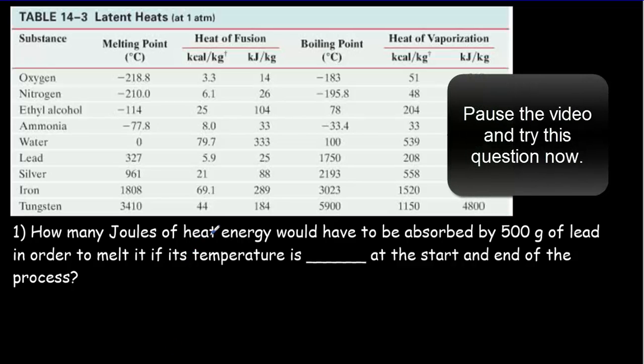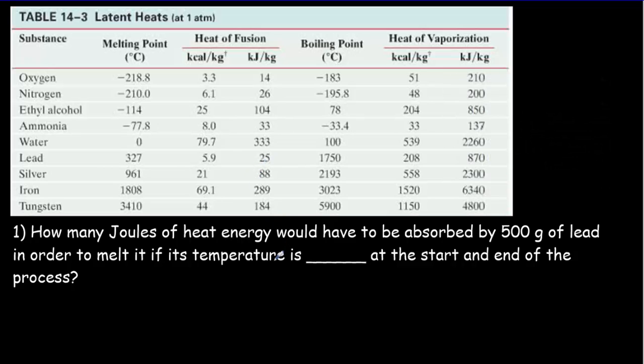Let's try a problem involving latent heats. So you're going to need to use the table, read over the question, try the problem, come back for the answer. So the first thing is that, whenever we're dealing with latent heats, we're dealing with those temperature plateaus. So you want to do it at a constant temperature equal to the melting temperature, and for lead, that's 327 degrees Celsius.